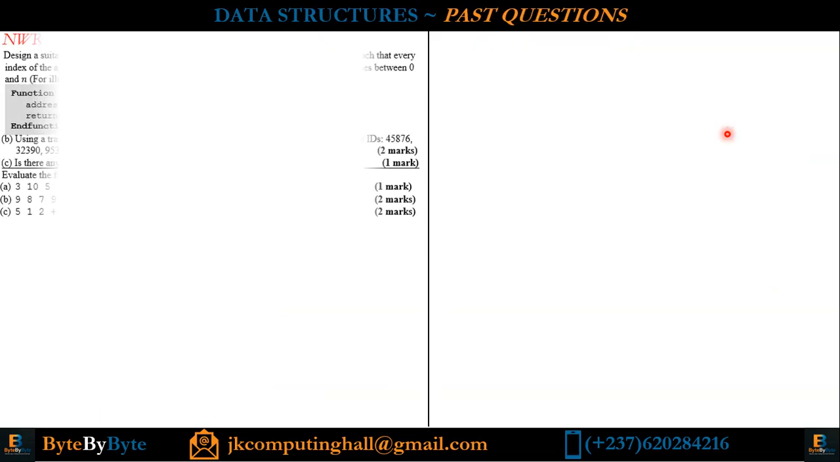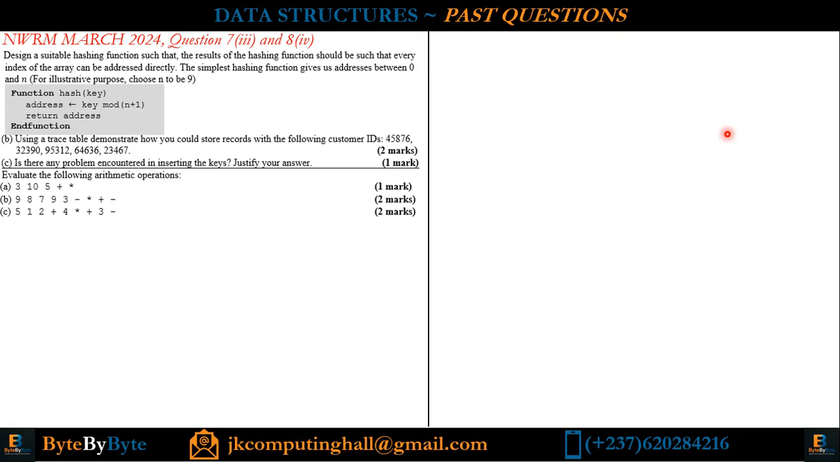Next question. Northwest Regional Mock March 2024 question 7 sub 3 and 8 sub 4. Design a suitable hashing function such that the result of the hashing function should be such that every index of the array can be addressed directly. The simplest hashing function gives us addresses between 0 and n. For illustrative purpose, take n to be 9. Meaning that the hashing function gives us addresses between 0 and 9.